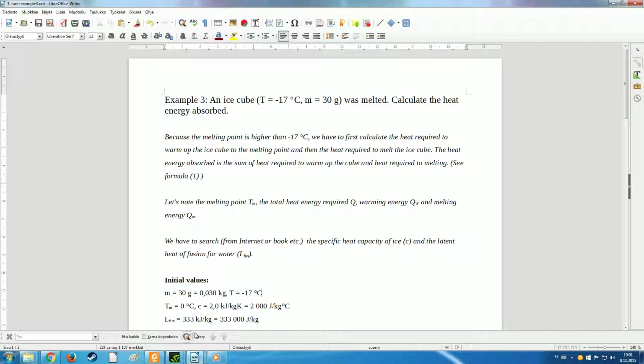The latent heat of fusion for water is 333 kilojoules per kilogram. Then the next step to solve this problem was that I wrote down the initial values and changed the units to proper ones.